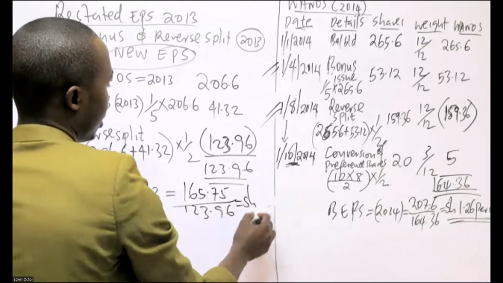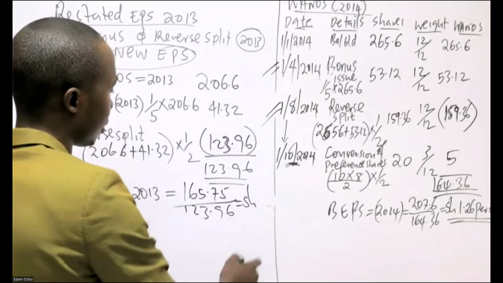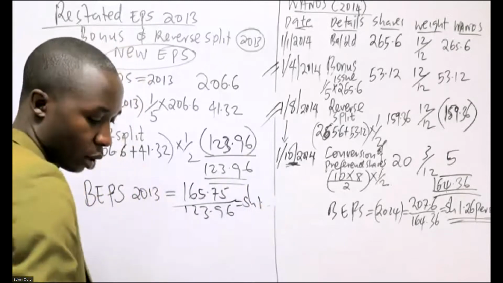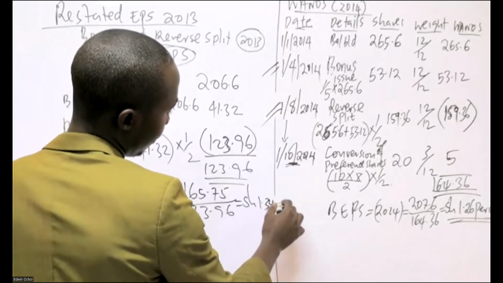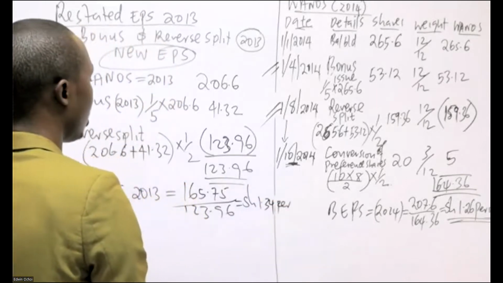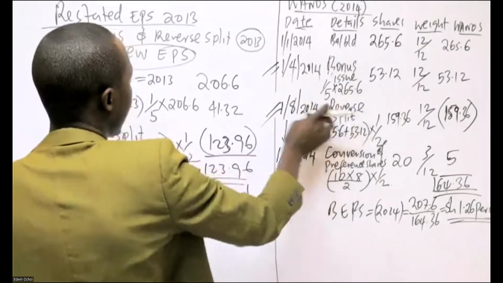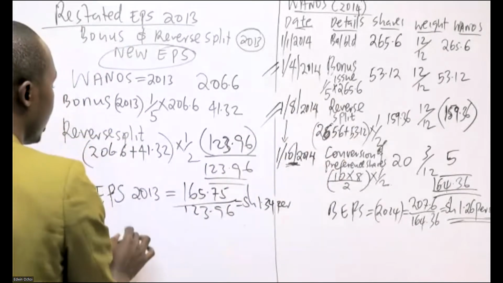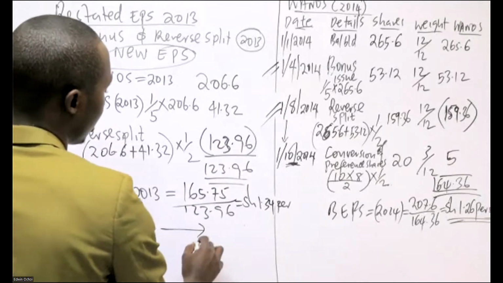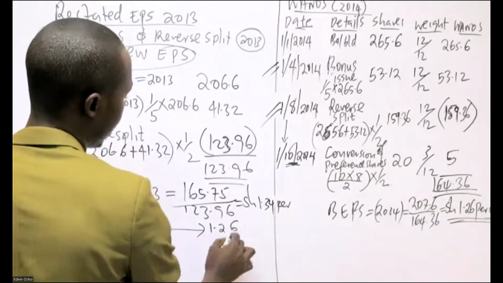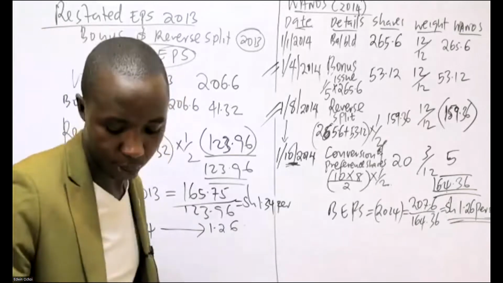So our new EPS will be 1.34 per share, to 2 decimal places. So what can you comment about the performance of the company when the bonus and the split are in both years? Remember that in the previous year now we have 1.34. Then in 2014 it was 1.26.